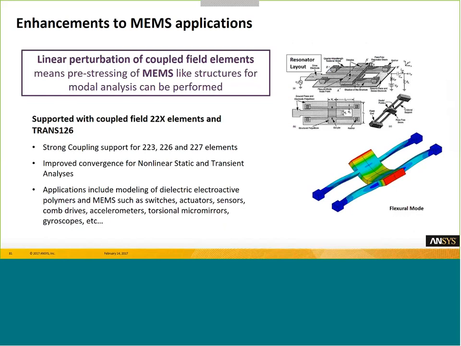So this allows us to effectively pre-stress these elements with some load and then apply some excitation on them. So this is actually much closer to what happens in reality. So generally we'll put some biasing on with some voltage, and then we'll look at the response to some input excitation. So the linear perturbation is critical to accuracy in that area there.